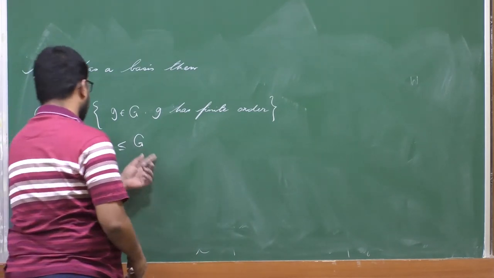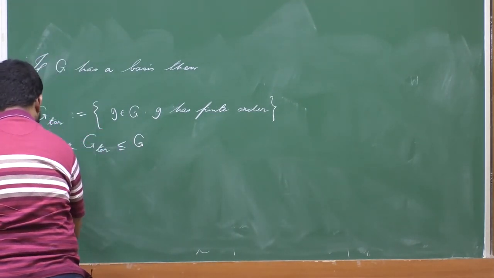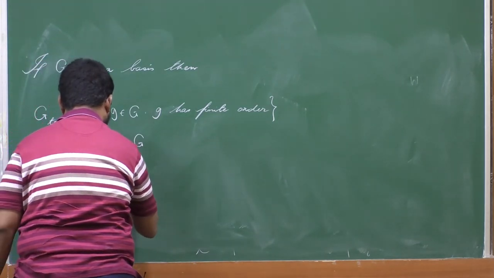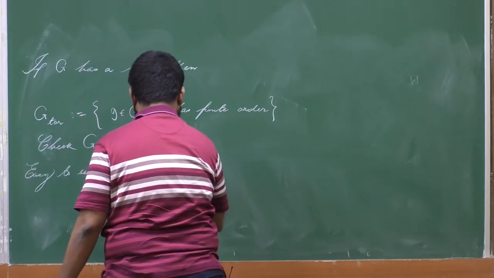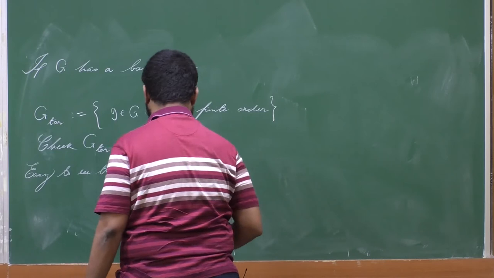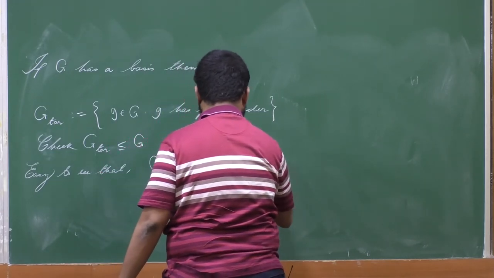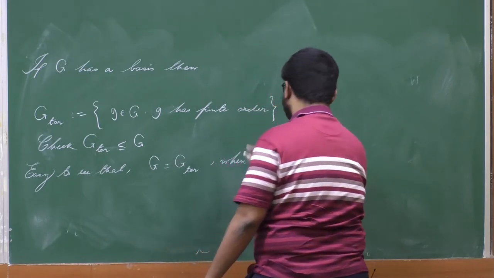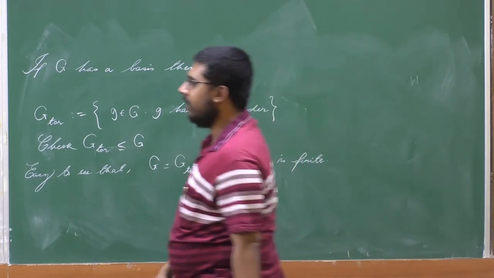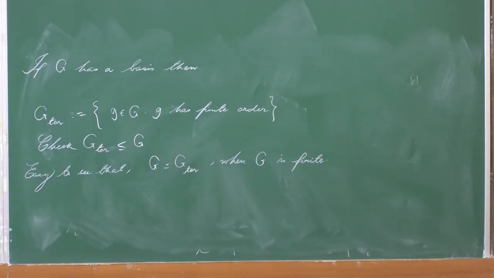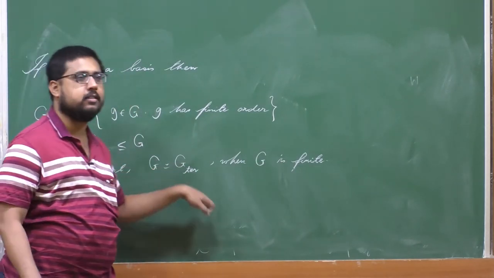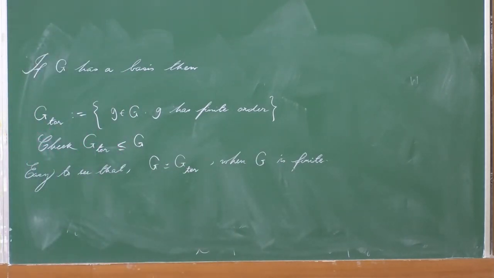So therefore, when G is finite, you see that G equals G-tor. And also you can see there are abelian groups which are infinite, but every element has finite order. So what I mean is that G being finite is a sufficient condition for this, but that's not actually necessary.